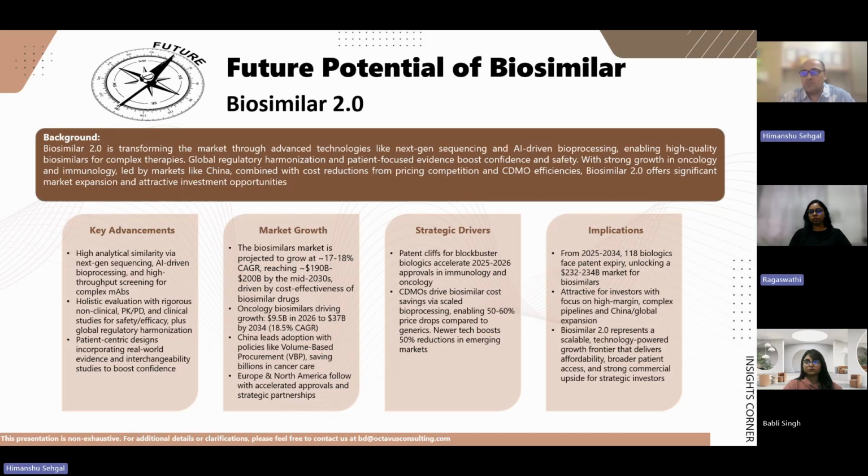We have seen, or will be seeing, with the approvals, deals and everything, that there are a lot of accelerated approval pathways and partnerships going on, right? Again, among the strategic drivers, one which is very evident and we all know about is the patent cliff. A lot of products are about to lose their patent. But another important factor driving this biosimilar rush is the CDMOs which have come into place.